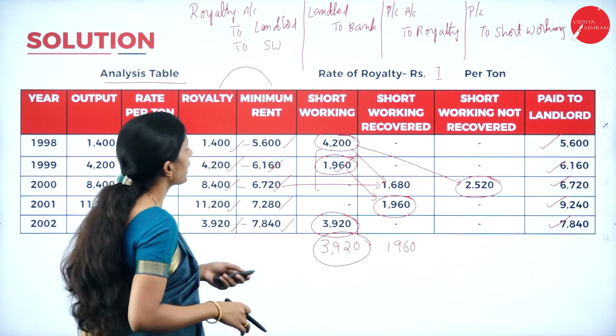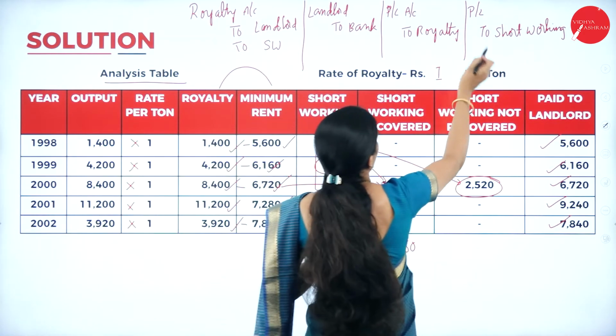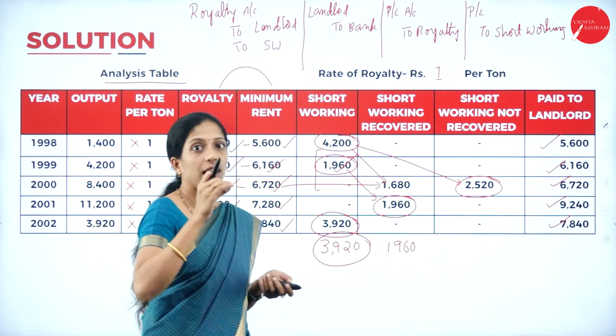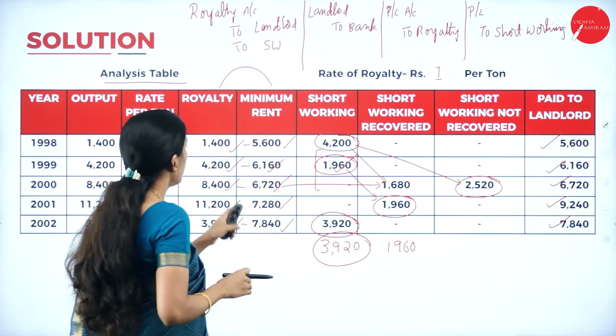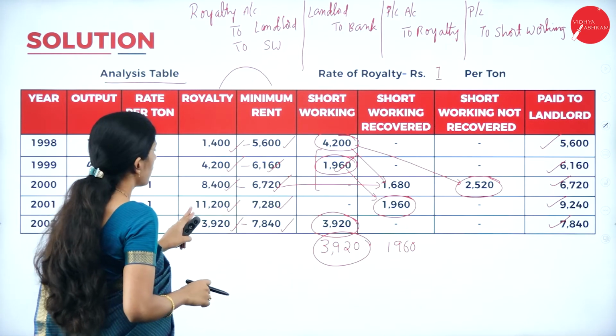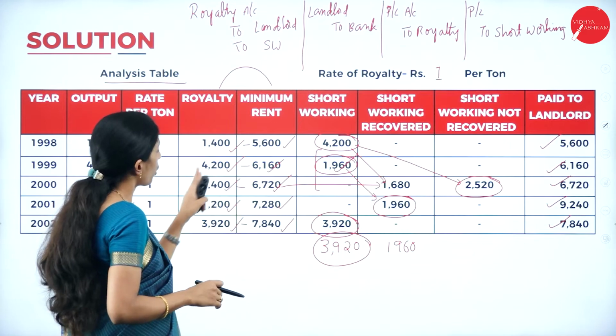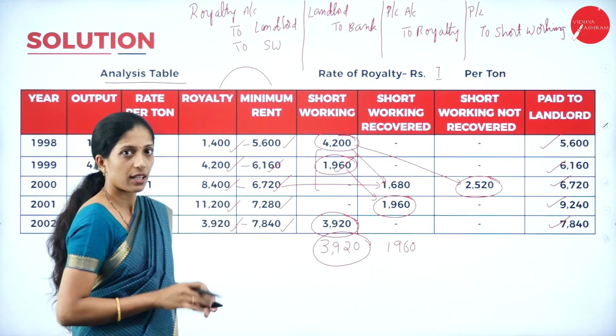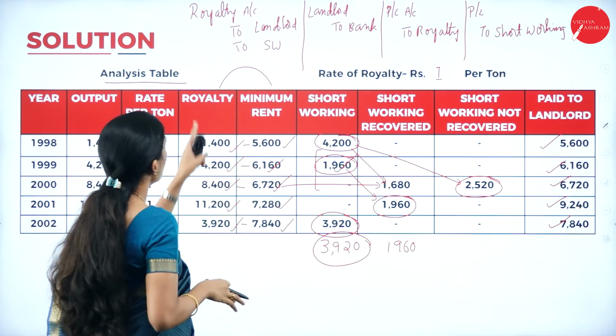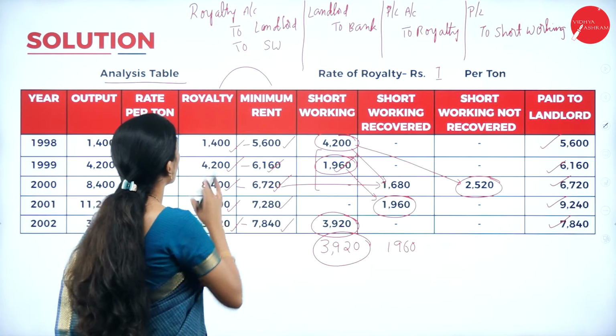By royalty, and here you will write by profit and loss account. Remaining amount will be carried down. Now come to the 2001. So if you see here also, royalty is greater than minimum rent, so the same entry you have to follow. So coming to the first one, royalty account.